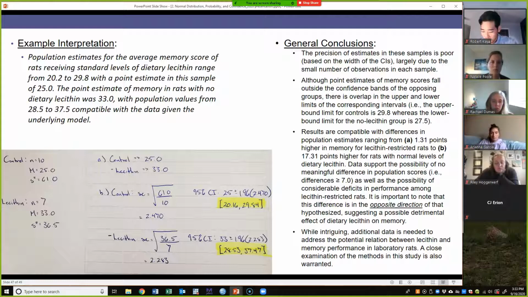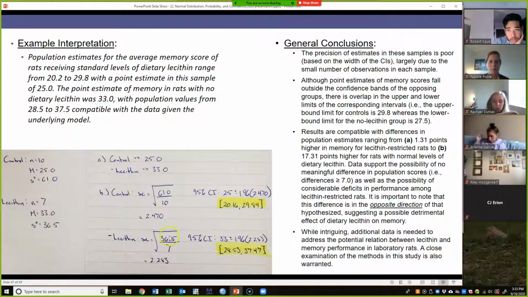So just being careful in terms of how we're thinking about things. General conclusions: the precision of these estimates is poor given the width of our confidence intervals. And again, this is because we've got small samples. Before, we were working with samples of 120, 150. Here, we've got memory scores ranging anywhere from 20 to 30, 28 to 37, right? We've got really big intervals with this.